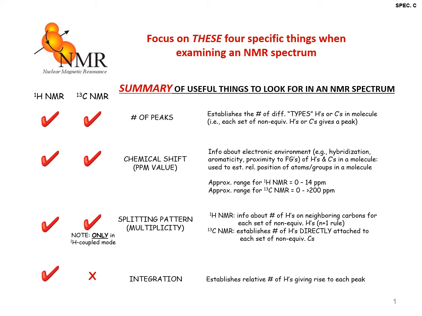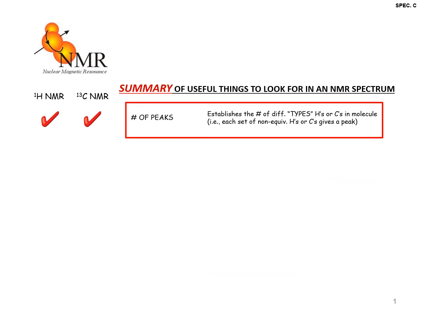Lastly is integration, and this is only for proton NMR. You do not see integration in carbon NMR, and this gives you information regarding the relative number of hydrogens which give rise to each peak in the proton NMR spectrum. Let's first begin with a discussion of how you establish the number of peaks present in carbon and proton NMR.